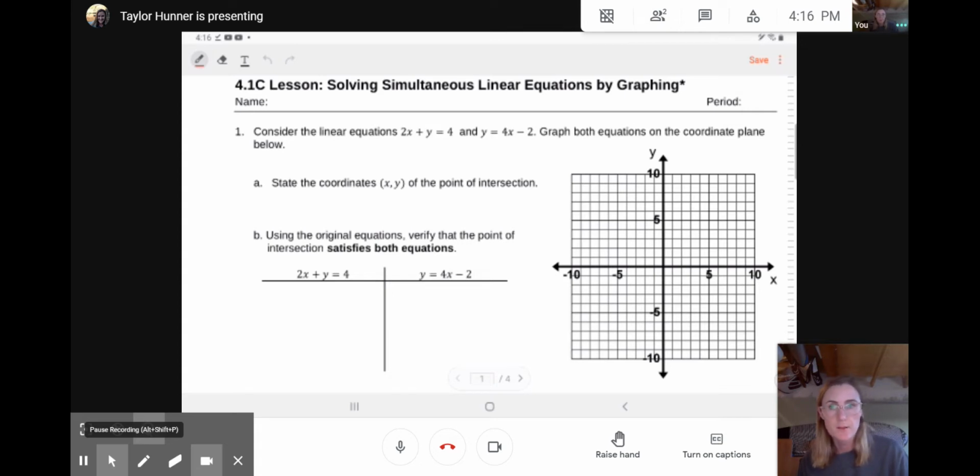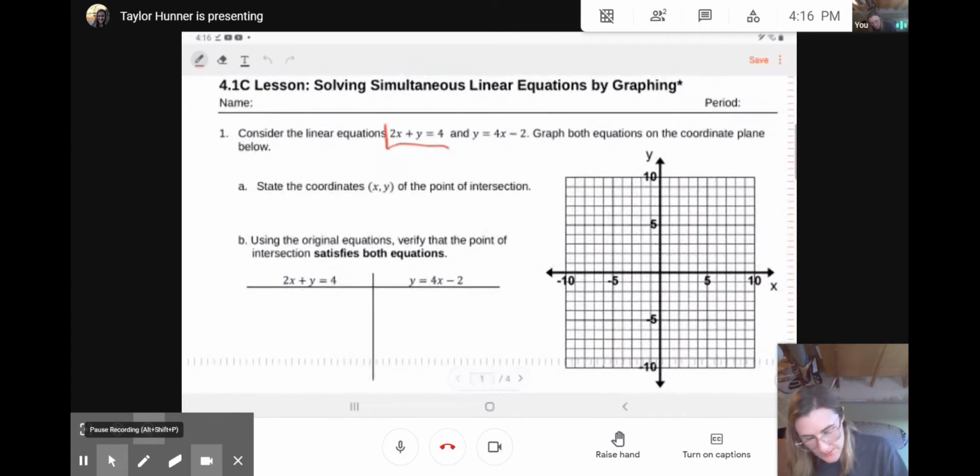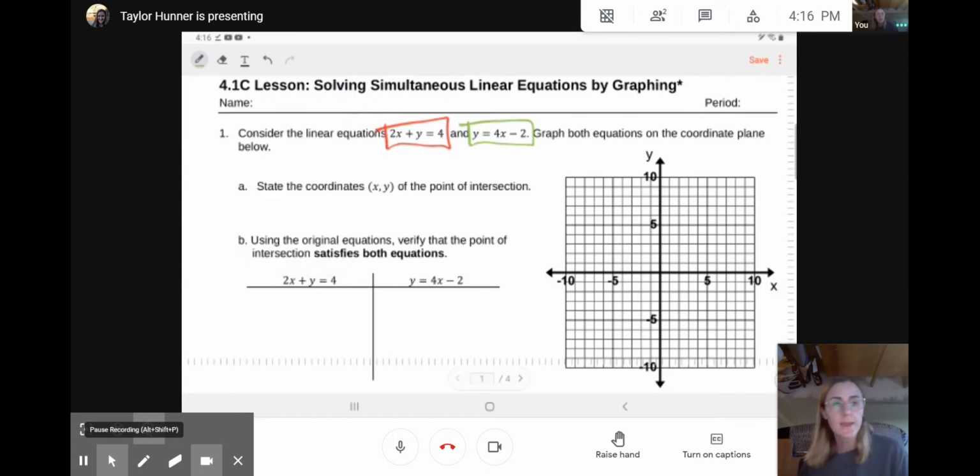video. So number one, consider the linear equations 2x plus y equals 4 and y equals 4x minus 2. I really recommend that if you have access to two different colors that you use them, just so that it helps you kind of keep track of both. Graph both equations on the coordinate plane below.